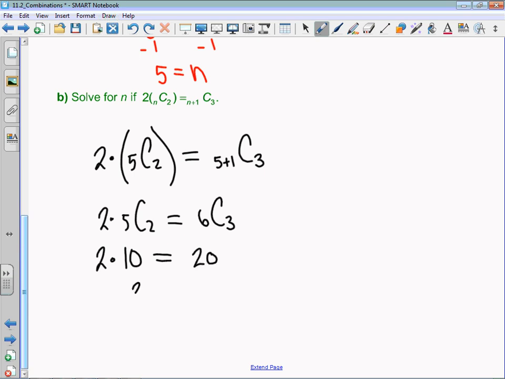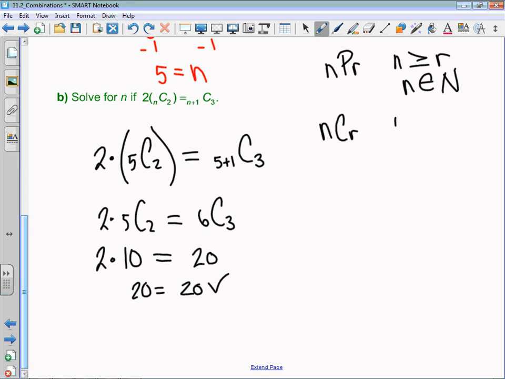This is good. Now, something I talked about a little earlier is if you have nPr, n must be greater than or equal to r, and n must be a nice natural number. So no decimals, no negatives. For n choose r, those restrictions are the same. We get that n must be greater than or equal to r, and we also get that n is an element of the natural number system.